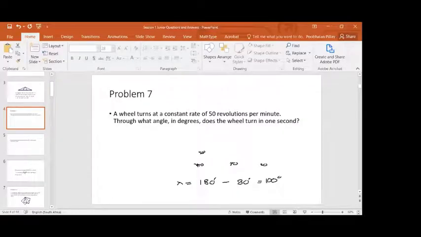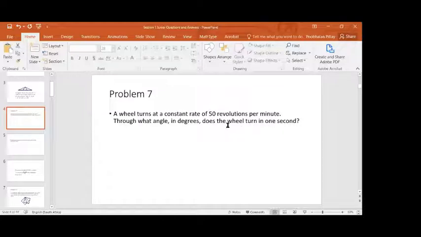Problem number 7 says the following. A wheel turns at a constant rate of 50 revolutions per minute. You can kind of understand that a car wheel, or any wheel for that matter, revolves and makes 50 revolutions in 1 minute. And the question is, through what angle in degrees does the wheel turn in 1 second?